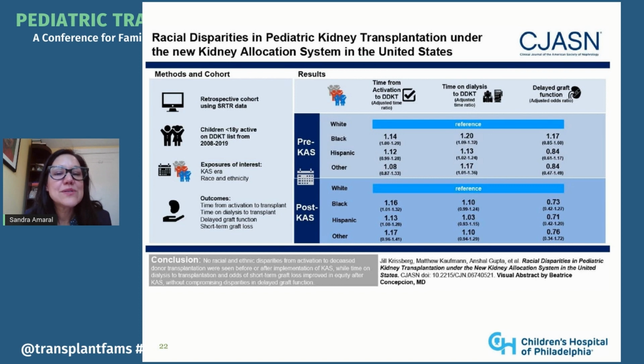This was a study from Jill Chrisberg, who's a nephrologist now in Chicago, and she did this work during her fellowship training at Stanford, very similar to the work that we had done around the Share 35 policy. The kidney allocation system was put in place, I think, late 2014, and she looked to see if anything had changed with racial disparities during that time. As you may remember, post Share 35, I showed you that the disparities in waiting times had declined, and she saw the same, that there were no differences in time from activation to deceased donor transplant before or after implementation of KAS, which is great. She also showed that time on dialysis to transplant and the odds of short-term graft loss had improved after KAS. So this is good. We see that there can be some positive effects of policy changes, but we do need to monitor them closely.